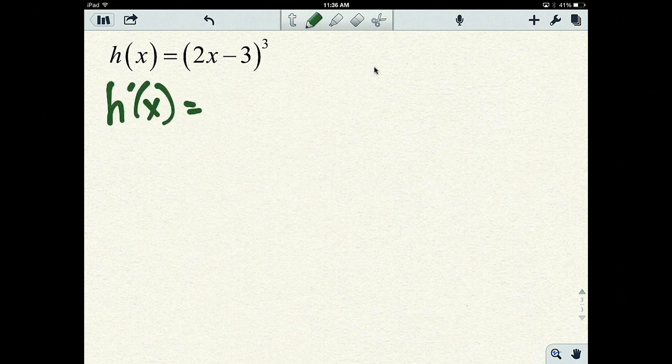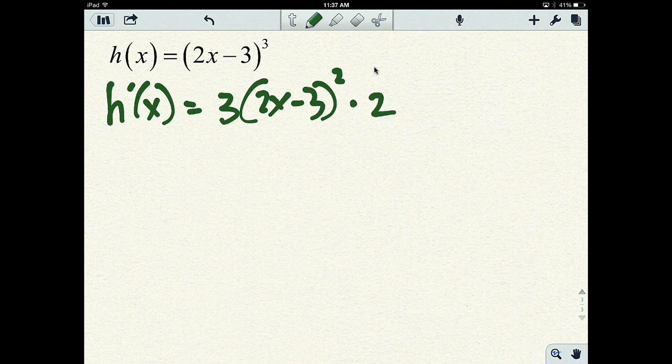The derivative, this one is a chain rule, so it looks like the derivative of the outside, right? 3 goes in front, I subtract 1, so that's how I get squared, times the derivative of the inside, which is 2. Simplifying this, this becomes 6(2x - 3) squared.